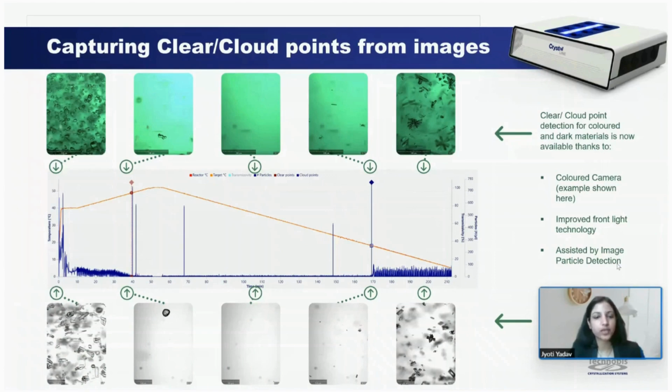You can select the clear point, where you can see the last crystals while increasing the temperature, and cloud point, where the crystals start to appear again in the images while decreasing the temperature. You can also define your clear and cloud point on the basis of the particle detected or number of particles detected, represented by the blue curve in the graph.